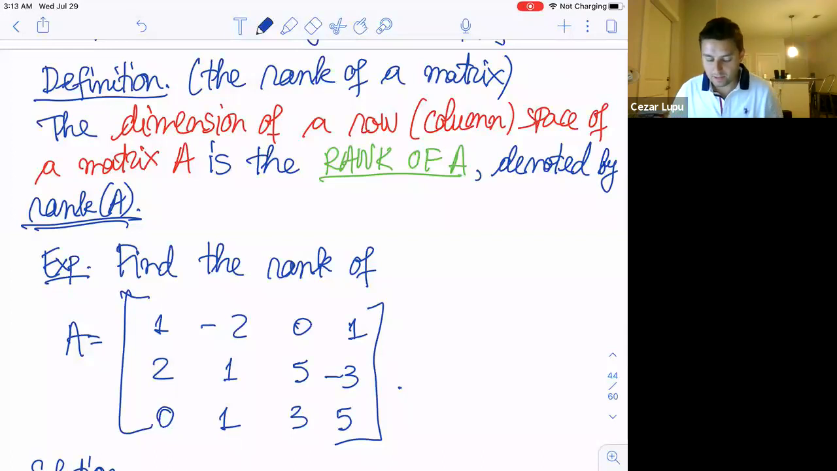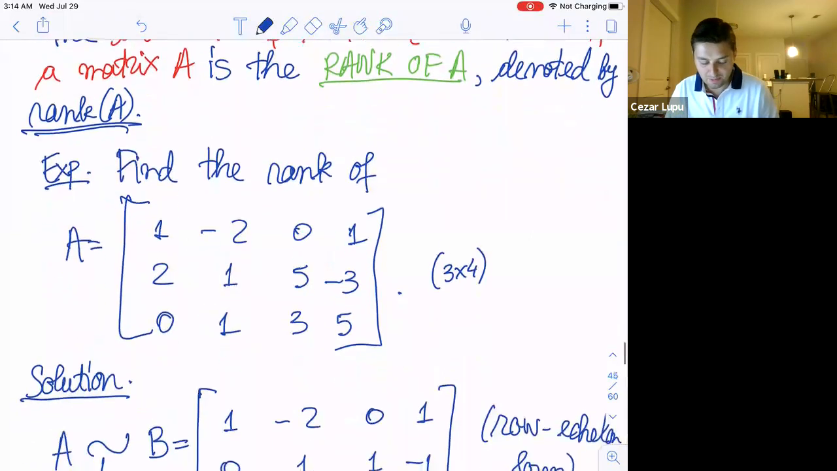As you can see here, this matrix is a 3 by 4 matrix, right? I have 3 rows and 4 columns. This is not a square matrix, right? So we want to compute the rank of this. Let's look at the definition. That's what we know so far. In other words, we need to find the dimension of the row space or column space of the matrix A.